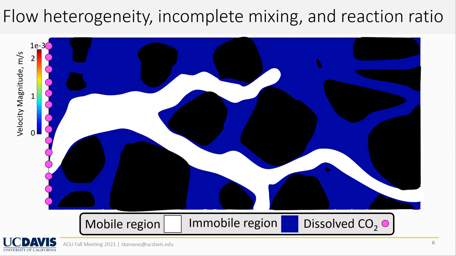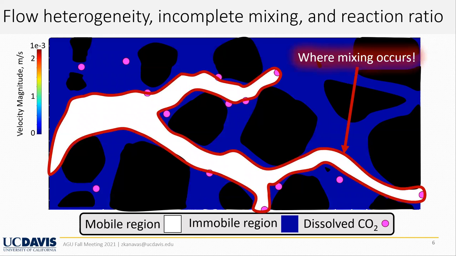When CO2 is injected into the rock, shown here as pink particles, the bulk of the injected fluid will travel through the mobile region. The CO2 particles are most likely to come in contact with the host rock at the interface between the mobile and immobile regions, shown in red. At this interface, the acidified brine locally mixes with the rock and reacts to dissolve it.